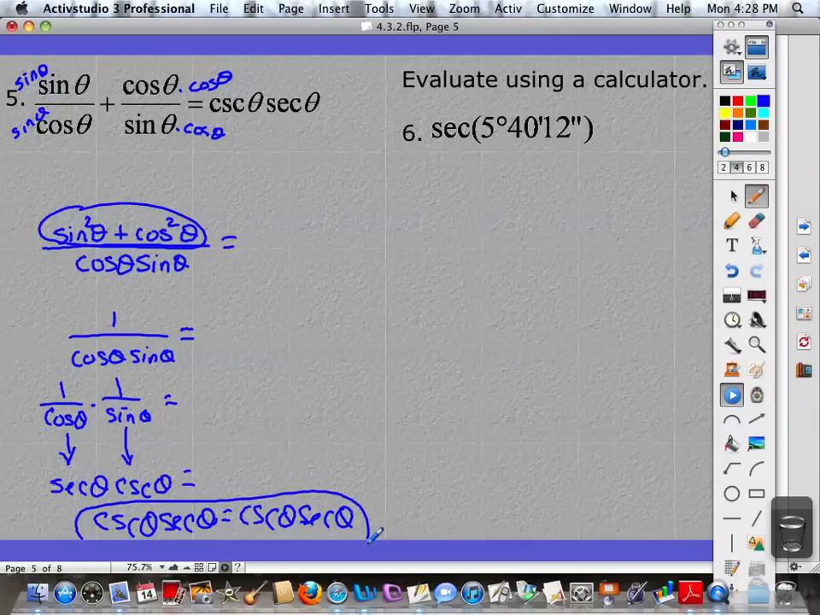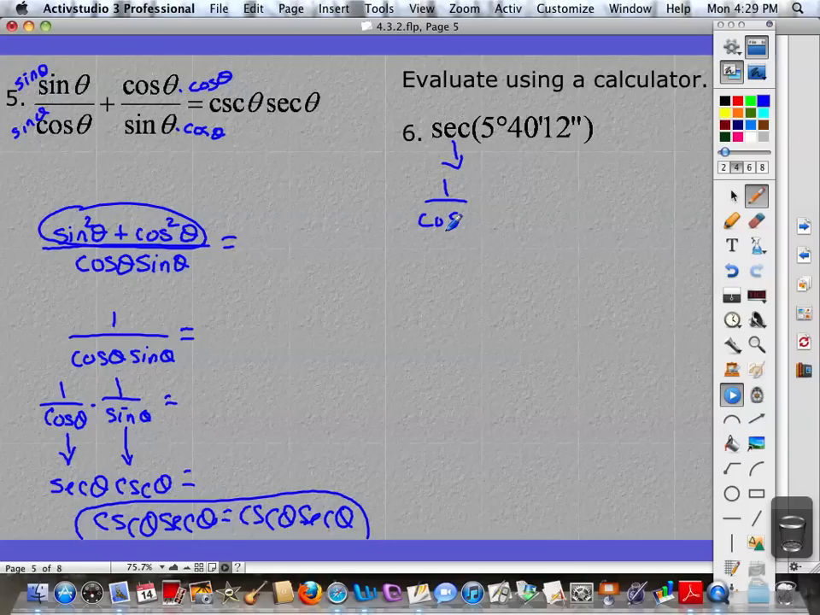So, number 6, incorporating these trig identities with the earlier topic of talking about degrees, minutes, and seconds. So I've got the secant of 5 degrees, 40 minutes, and 12 seconds. Well, what I need to remember is that secant is really 1 over cosine. So I'm going to need to go to the calculator, and I'm going to find the cosine of 5 degrees, 40 minutes, and 12 seconds. So the first thing I'm going to need to do is check my mode key, and make sure that my mode is set to degrees.